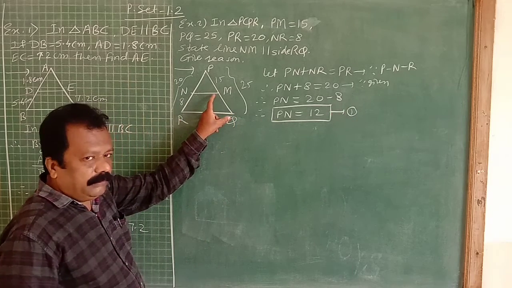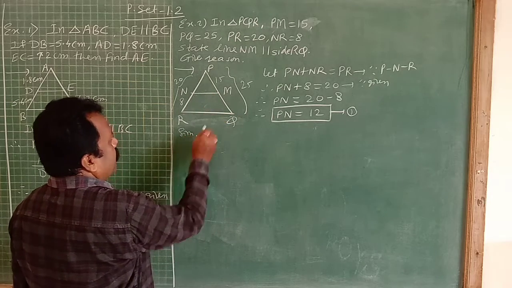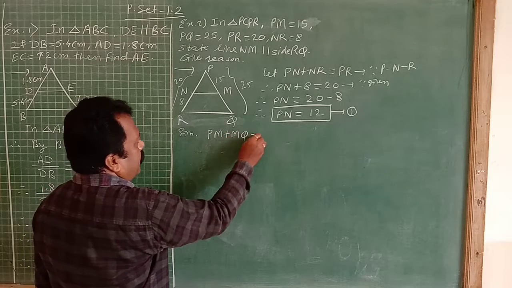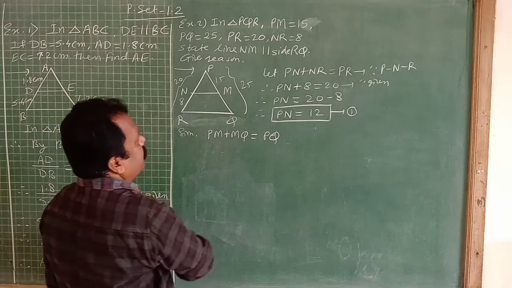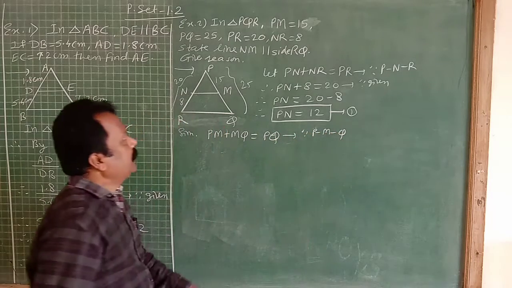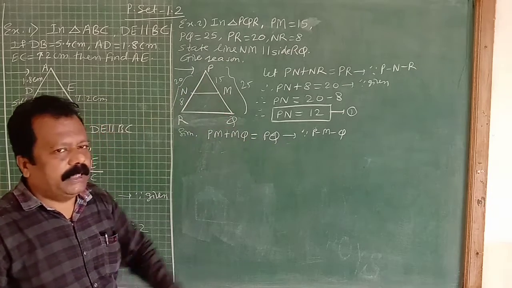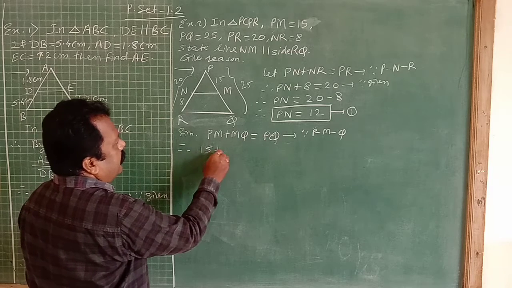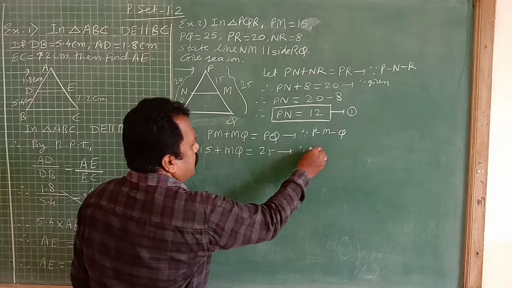In the same way, similarly, we can find the value of MQ. Similarly, PM plus MQ is equal to PQ. Reason is P-M-Q are collinear. PM plus MQ is equal to PQ. Here PM is 15, MQ we have to find, and PQ is 25.